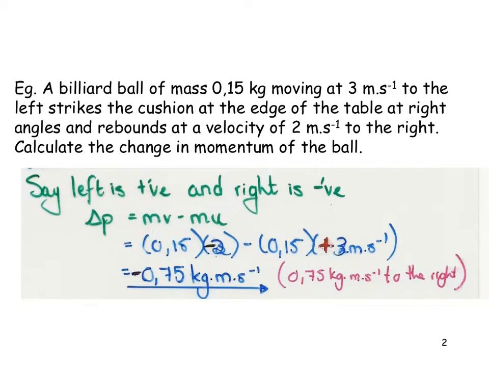Final momentum minus initial momentum, and I land up with a minus and minus again, and therefore you get negative 0,75 kilogram meters per second. Notice what that negative means. You need to interpret it. It means to the right. So we're just going to calculate the change in momentum of a single object.